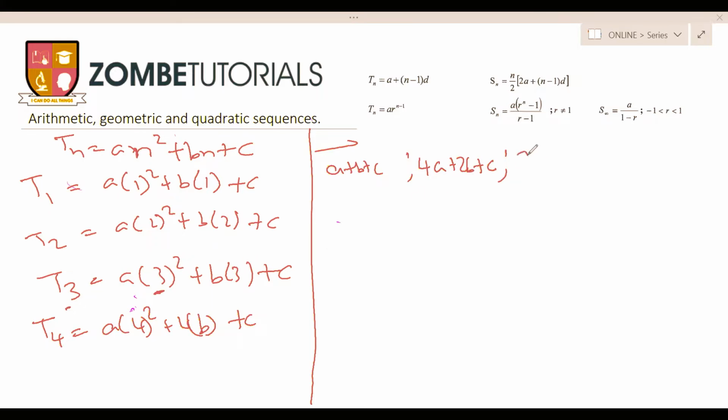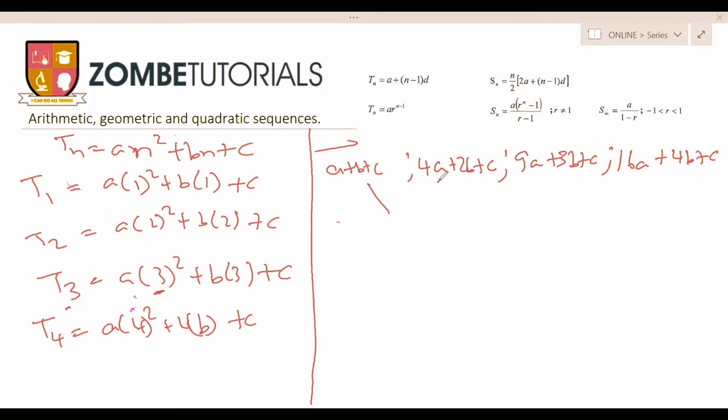So it will be 9A plus 3 times B, which is 3B, plus C. And our fourth term, 4 squared, will give you 16, and 16 times A gives us 16A plus 4B plus C. So this is what our expression would look like. For us to get our common difference, our first difference, we're going to subtract this term from that term.